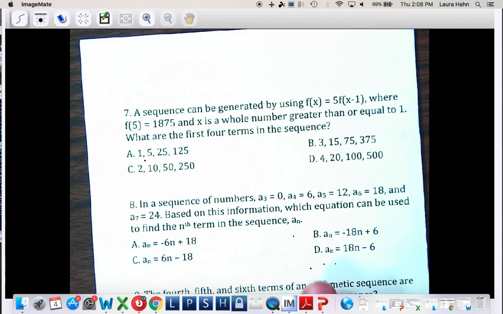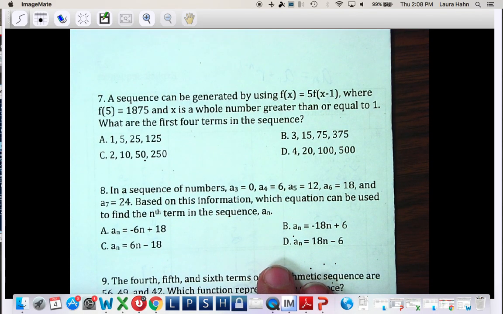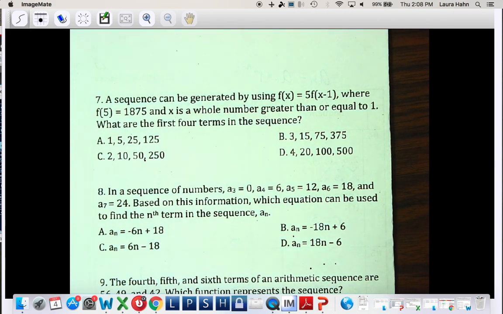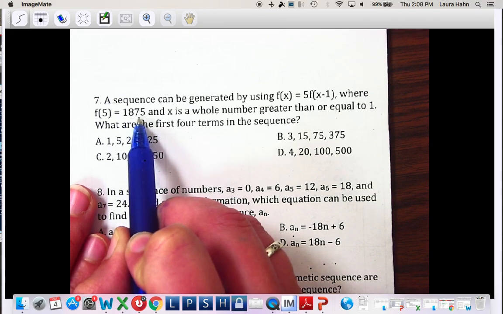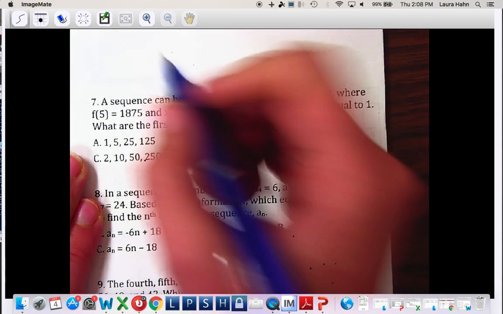All right, on the back we have some multiple choice. Okay, a sequence can be generated by using, and it gives me the equation, right? Or the function or the formula, where f of 5 is 1,875. Okay, I want to know what are the first 4 terms. Well, here it's telling me that my 5th term is 1,875.